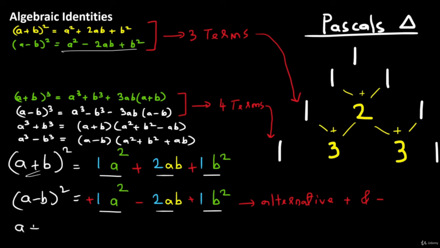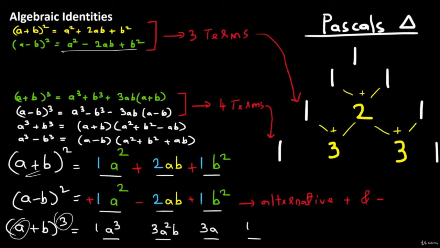Alright, now let's do a plus b the whole cube. Again, there are 4 terms involved. So let me mark 4 positions. Now let me use 1, 3, 3 and 1 as the coefficients. Alright, now the first term has the highest power of a, which is a cube. So that's a cube over here. Then I reduce the power of a by 1 and increase the power of b by 1. So over here I have a square b. Again, I reduce the power of a by 1 and increase the power of b by 1. So that's ab square. And I reduce the power of a by 1 and increase the power of b by 1. I have b cube over here.